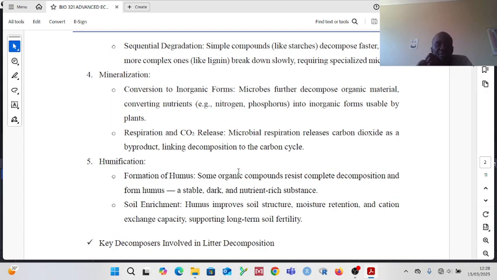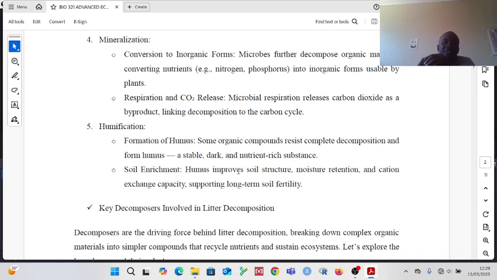Then you have respiration and this release of CO2. Respiration requires oxygen, okay? But the byproduct of that is carbon dioxide, which is now being released. So in this process, the microorganisms are undergoing respiration. They are using oxygen, but as a byproduct, they are releasing CO2, okay?